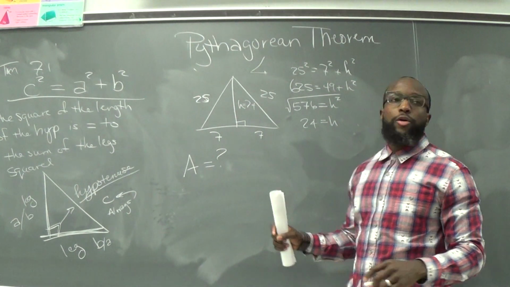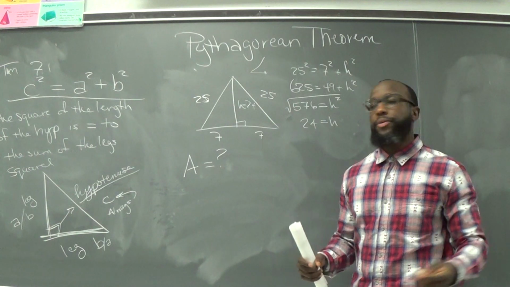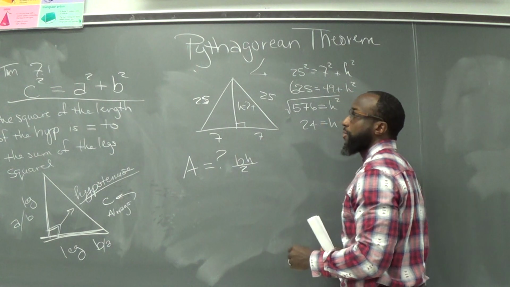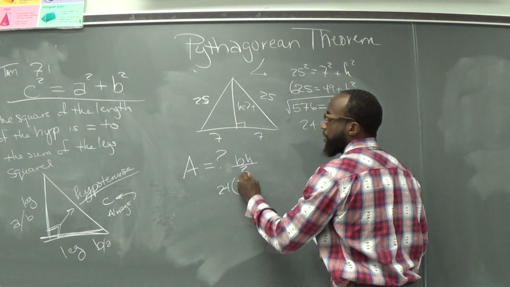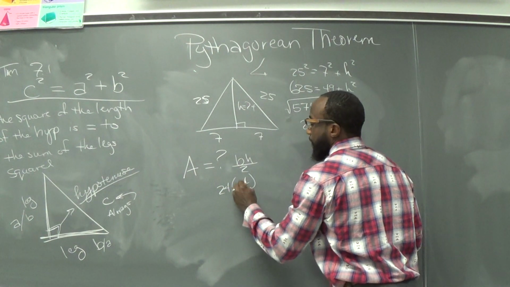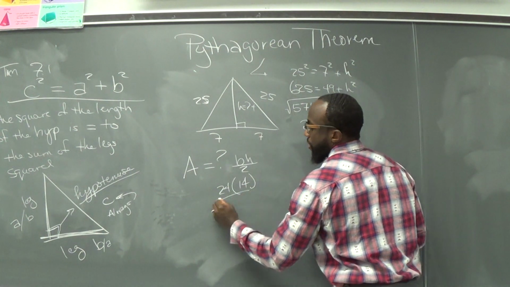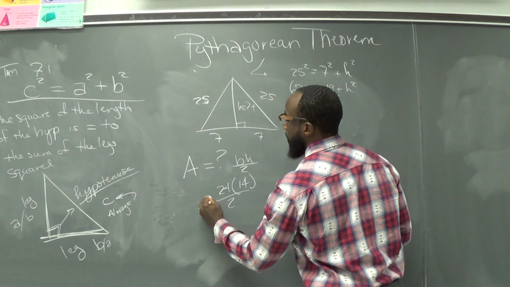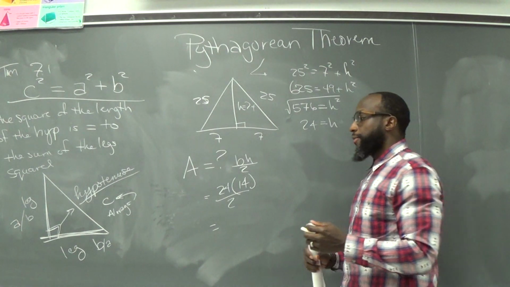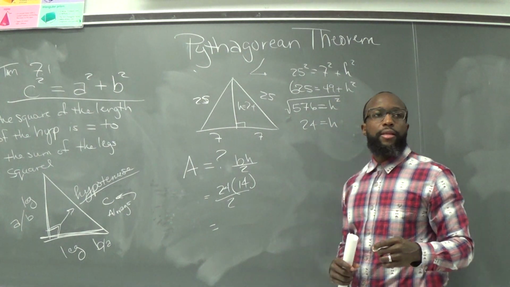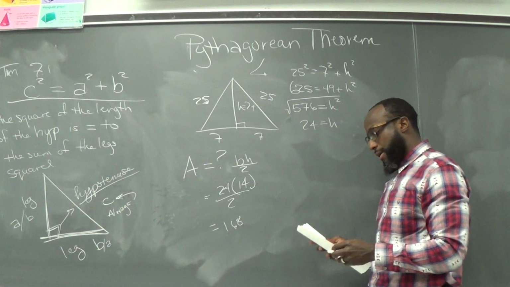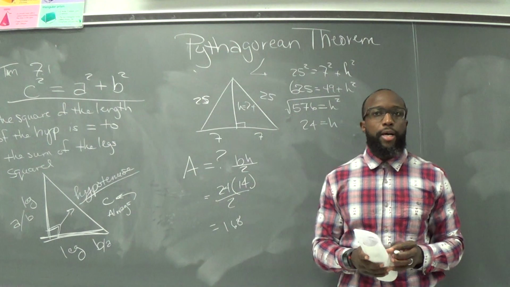With the height being 24, we'll take the height and the base and put it into the formula for the area of a triangle, which is base times height over 2. So the height, 24, times the base. The base is what? 14, yes, 7 plus 7, over 2. Now you can tell me what you get. So 24 times 14 over 2 is 168. Okay, we all good so far?